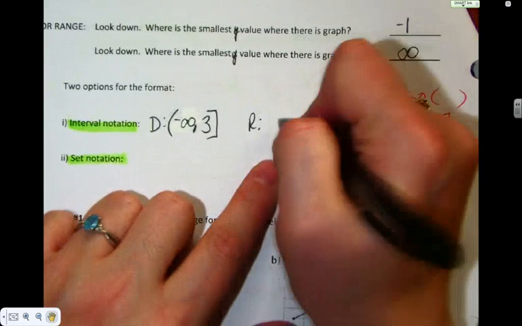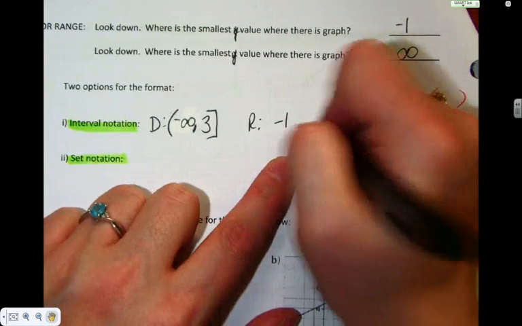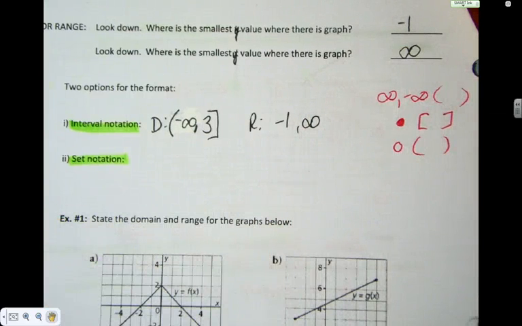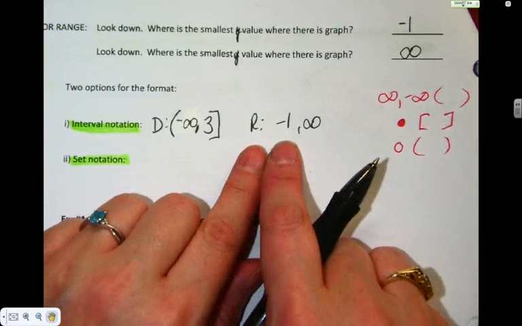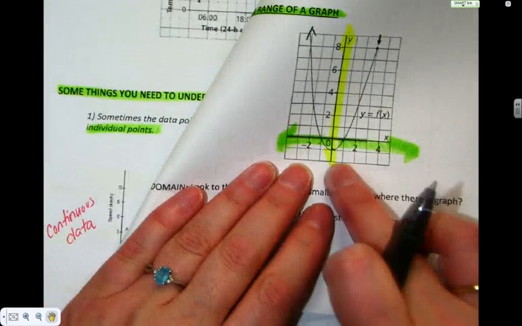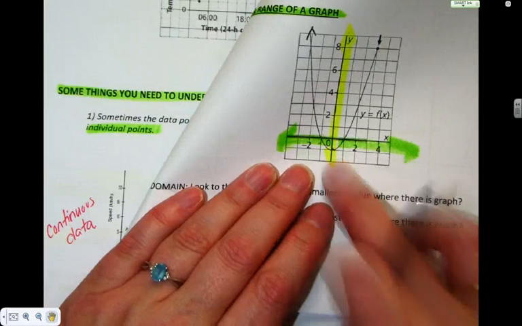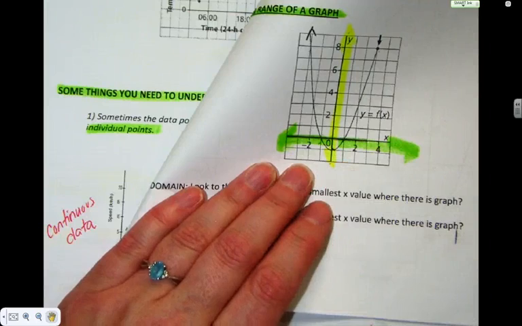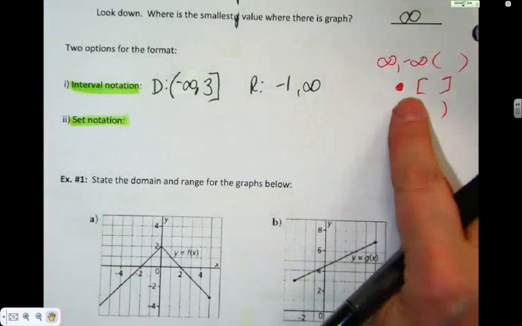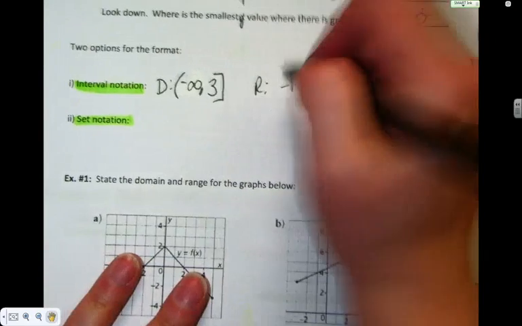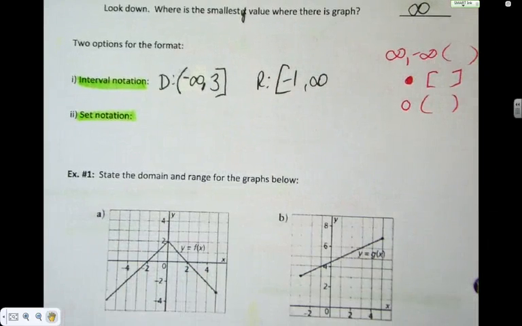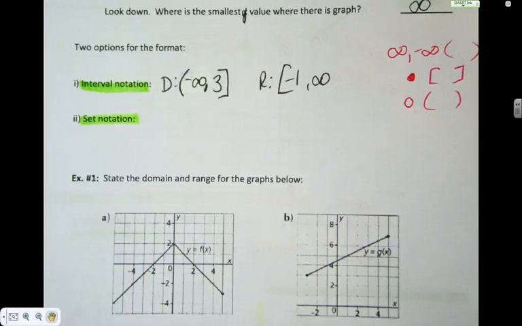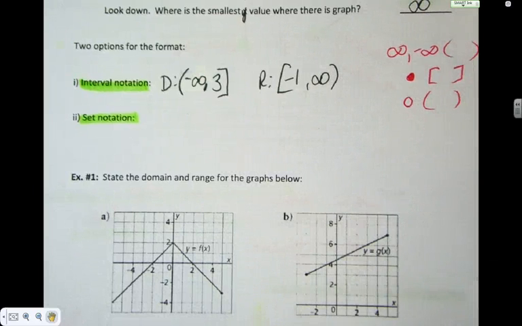The range, the lowest value we said was -1. The highest value we said was infinity. Did the graph actually pass through -1? Look if you're not sure. Did it actually pass through -1? Was there actually a dot there? Maybe not that you can see, but is there a little tiny dot on the graph? Yes. So if that has a dot, meaning the graph passed through it, I'm going to use a square bracket. Infinity, I'm going to use a round bracket.